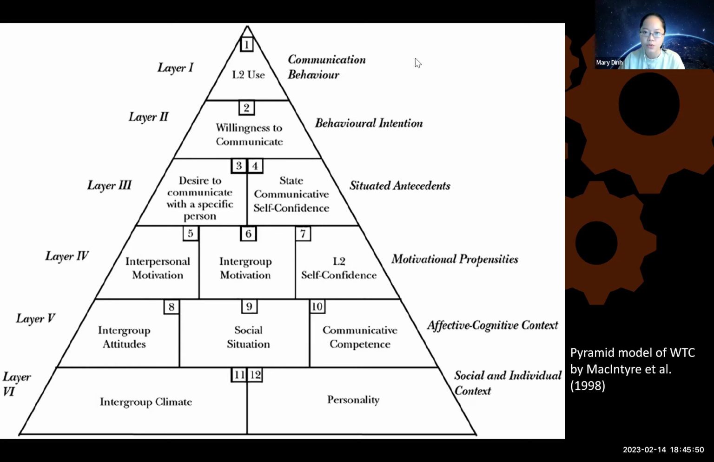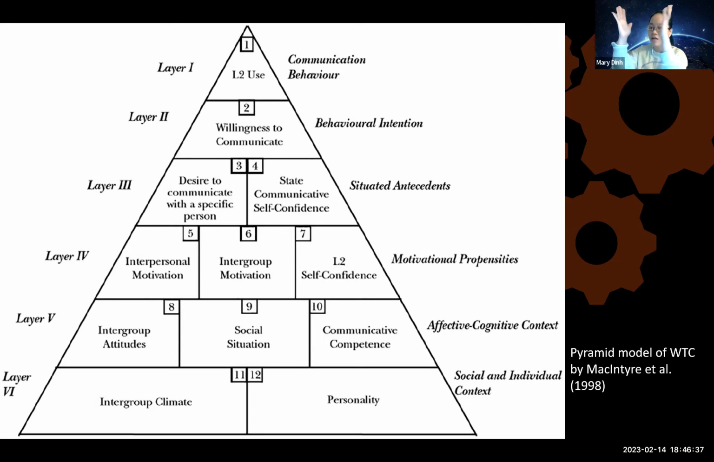First of all, it can come down to their own ability in the second language, like they learn it in the classroom, but outside the classroom, how do they apply it? So it's pragmatic knowledge that can affect their willingness to talk. Another is the situation: how they evaluate the situation and how confident they feel in that situation to talk. It can also come from interpersonal motivation, which means the relationship between them and the other person, and intergroup motivation: do they feel that they belong to that group?